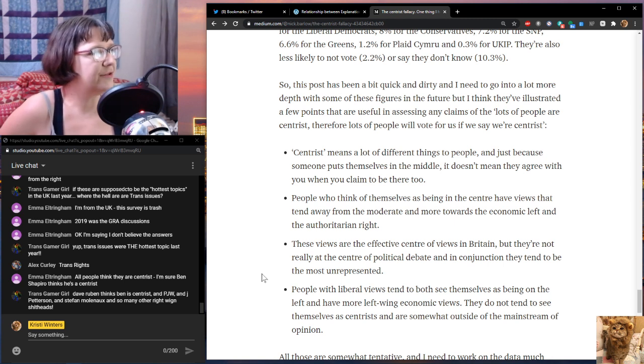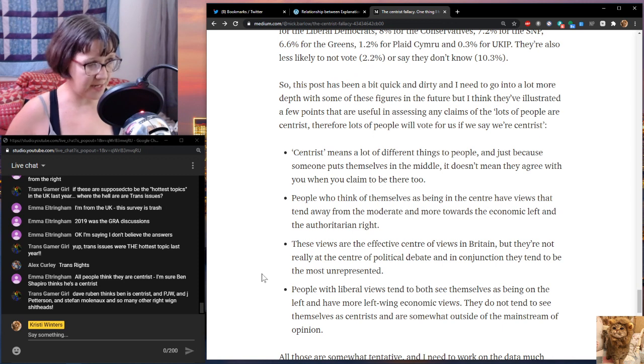1. Centrist means different things to different people, and just because someone puts themselves in the middle doesn't mean they agree with you when you claim to be in the middle too. People who think of themselves as being in the center have views that tend away from the moderate and toward the economic left and the authoritarian right. These views are effective center views in Britain, but they're not really at the center of the political debate.